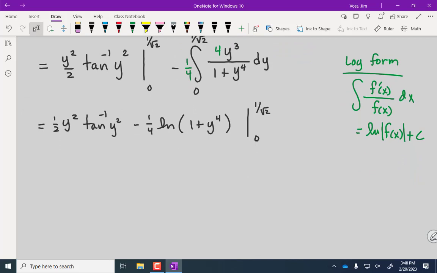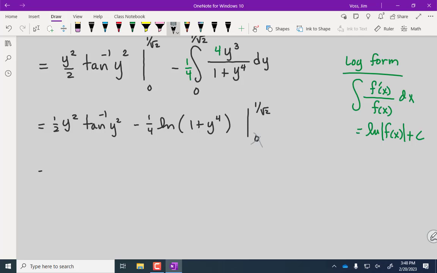And then we can evaluate this whole thing all at once. Let's just notice that when we plug in 0, we get 0. If you plug in 0 here, you get 0 squared, which is 0, multiplied by anything is 0. Natural log of 1 plus 0 is natural log of 1, which is 0. So this is not going to contribute anything. So we can focus our attention on that upper limit of integration.